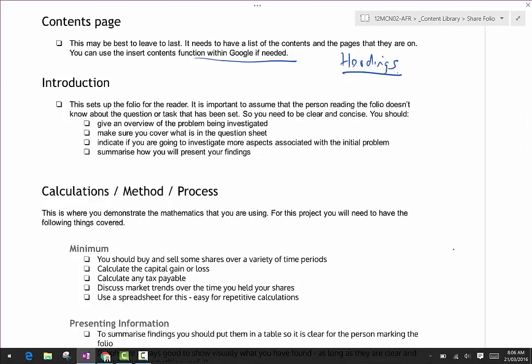Okay, don't have to worry about page numbers or those kind of things, because the contents made inside Google just hyperlink you to the section within your document, which is what you want.